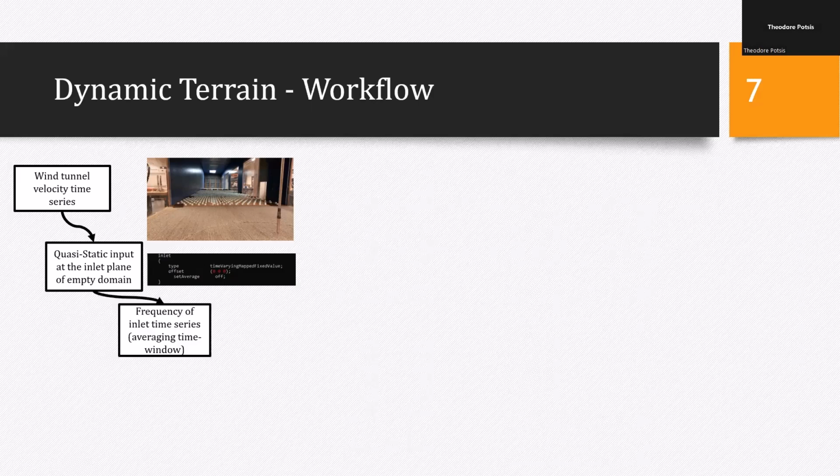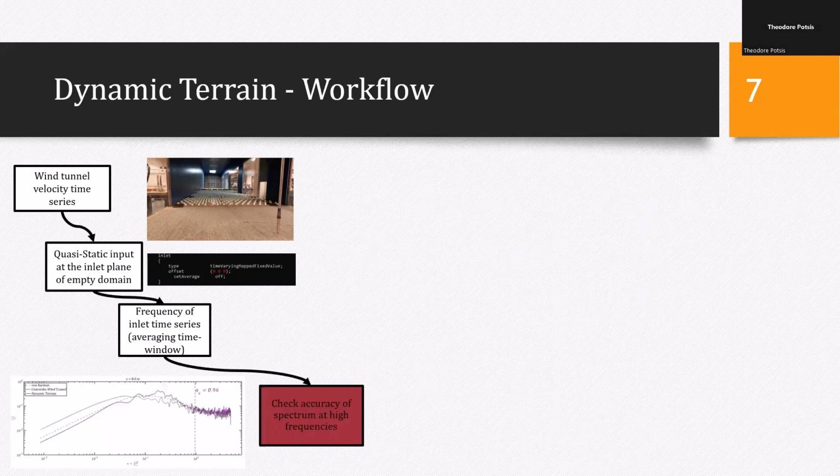The first parameter we need to calibrate is the frequency of this inlet time series, this average time window. And as we were able to prove in a previous publication, the first thing to check is the accuracy of the spectrum at high frequencies. And as you can see in this figure, after the cutoff, the limit of the filter, basically of LES, the cutoff frequency of 0.96 here, we're able to really express correctly this energy level of fluctuations that are very vital to really have a meaningful interaction between the building and the wind flow.